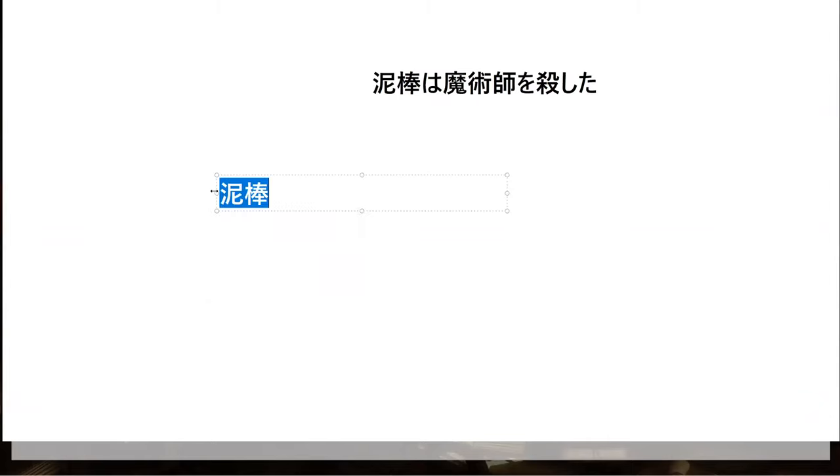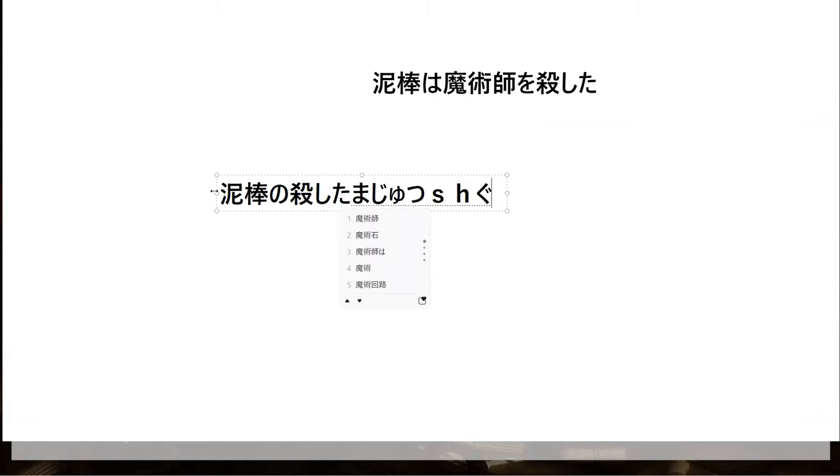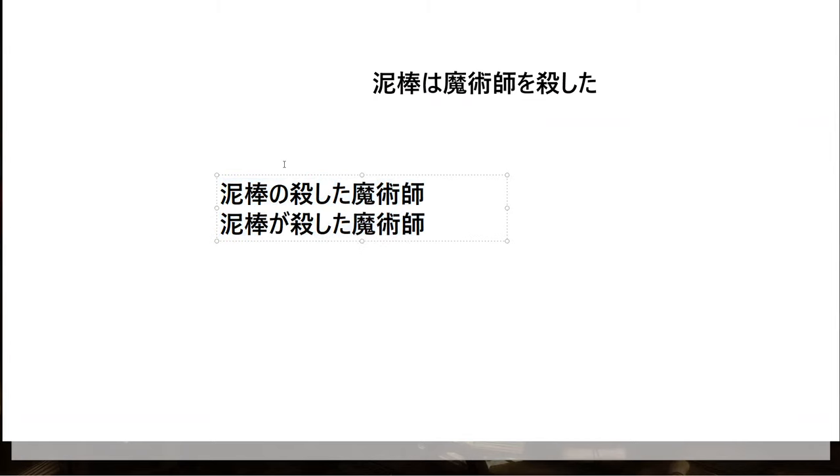Relative clauses are really interesting in Japanese. For example, dorobo wa majutsushi o koroshita. What does that mean? The thief kills the magician. Right. This can be rearranged as dorobo no koroshita majutsushi, grammatically the magician who was killed by the thief. But you can also rearrange it as majutsushi o koroshita dorobo. These are all the exact same sentence.